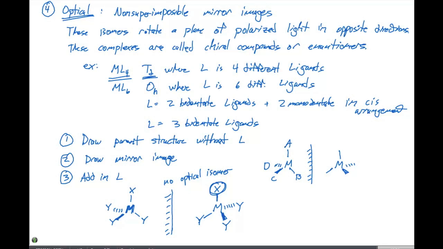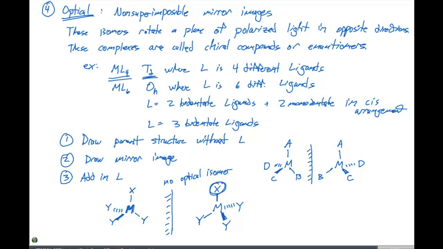Now I have to draw the mirror of what that would look like. So A is still going to be up here on the top. B is going to be closest to the mirror. C is going to be over here on this side, and D is going to be the one out here in the back. Now the question is, can I pick up the mirror image, rotate it around, and superimpose it right on top of the other one?